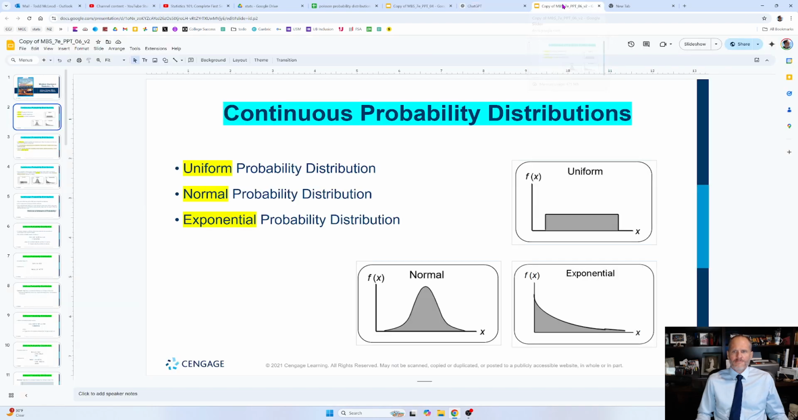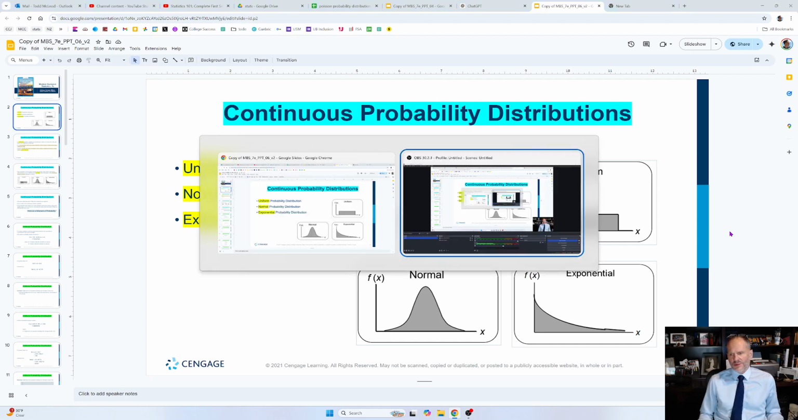So we're talking about continuous probability distributions, and that's different than discrete probability distributions. In the previous module, we were looking at discrete probability distributions: bivariate, binomial, hypergeometric, Poisson, and that kind of stuff. So that was discrete, but now we're looking at continuous. And when we looked at discrete, let me see if I can find an example.